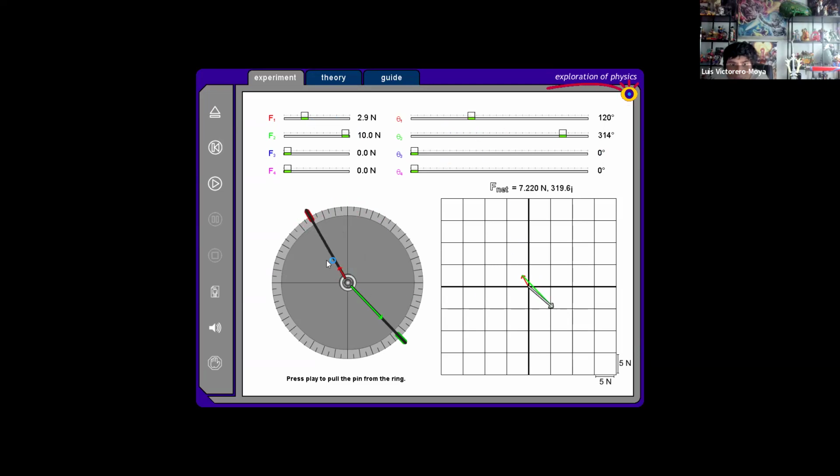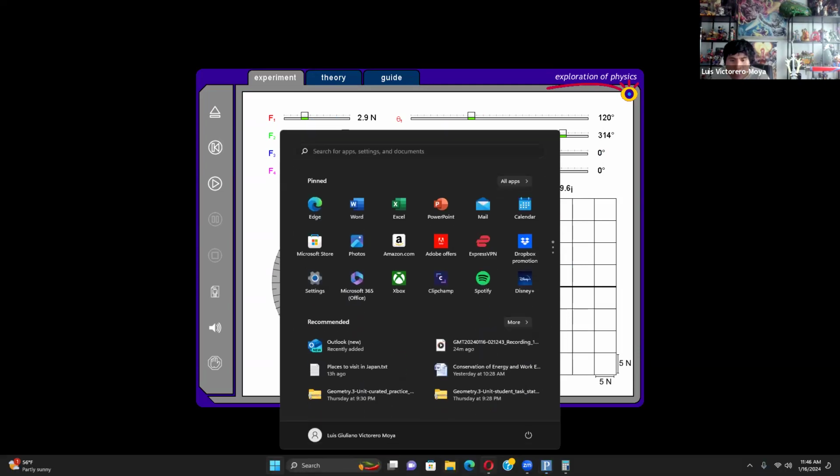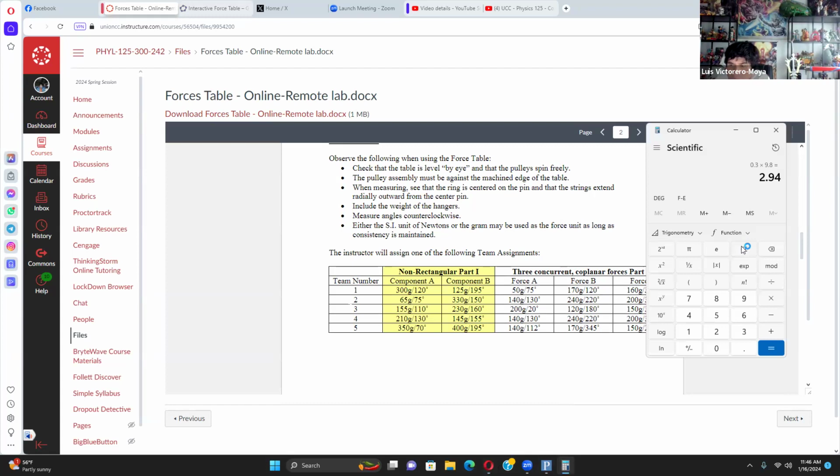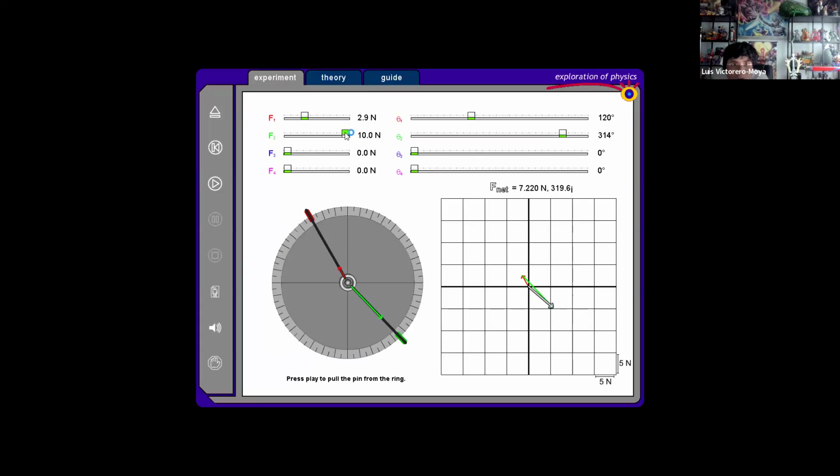All right. That's your force there, clearly 120. Here you have a graph. Here they give you the net force. That's going to be important for later. And then they give you 125 grams at 195 degrees. So 125 divided by 1,000 multiplied by 9.8, that's 1.2. So here we go to 1.2 at 195 degrees.